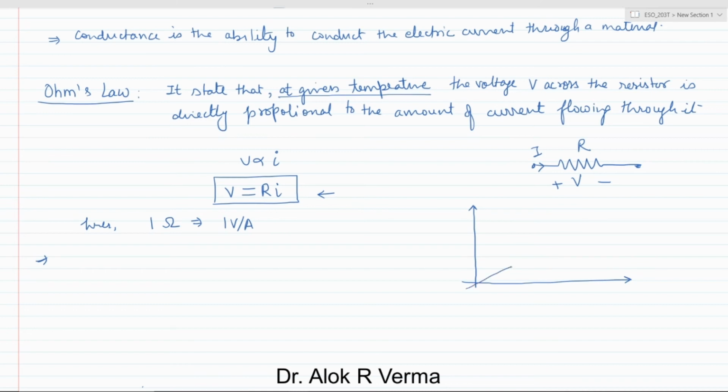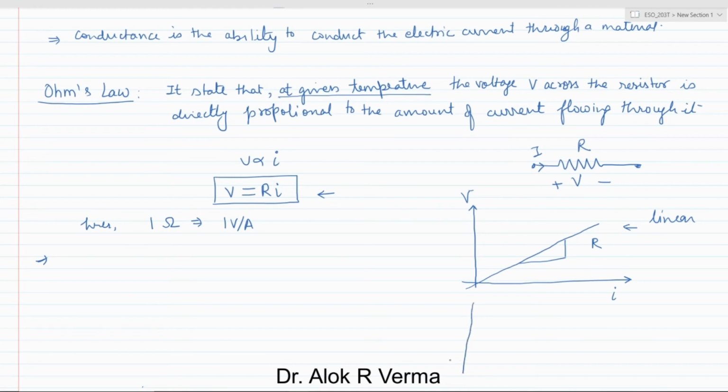So this is the IV characteristic, I and V, and the slope is given as R. But this is a linear resistor. This circuit is linear, where V is proportional to I, and it is a linear circuit.